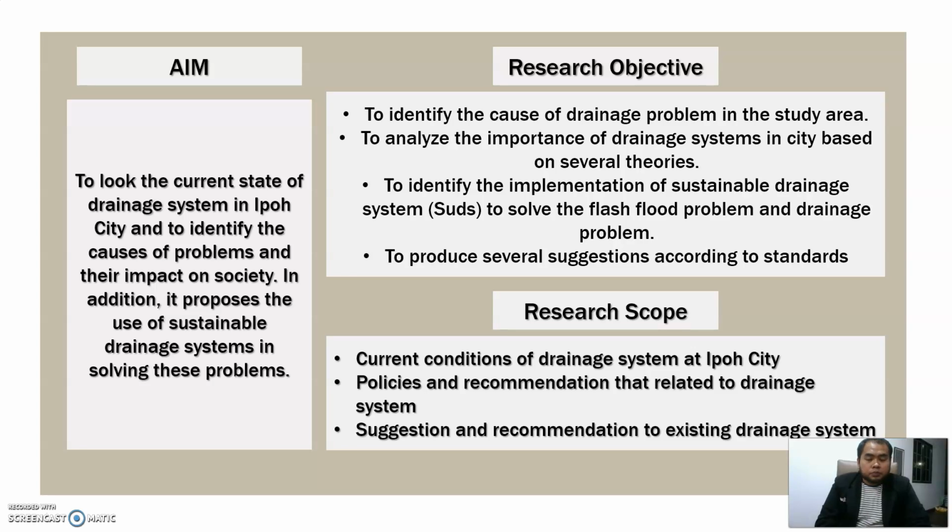Research scope. There are 3 scopes in this study. First is the current condition of the drainage system in Ipoh. Second is policy and recommendation that relate to the drainage system. And the last one is suggestion and recommendation for the existing drainage system.